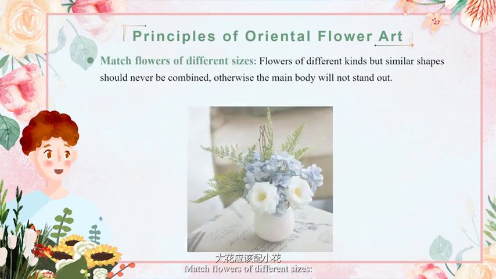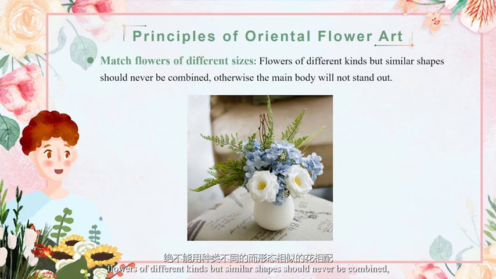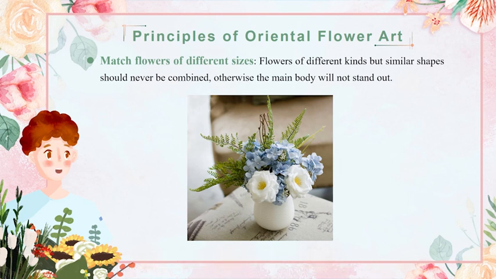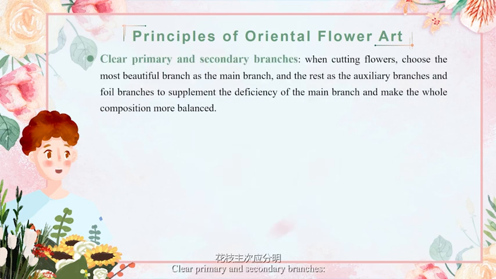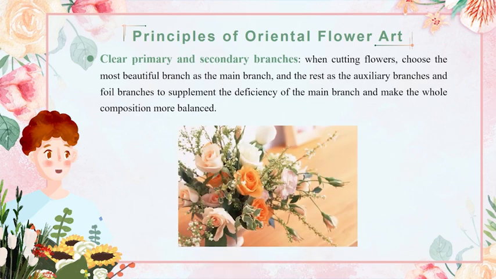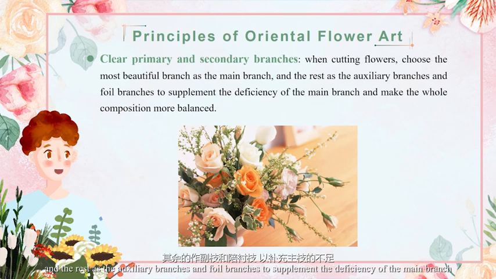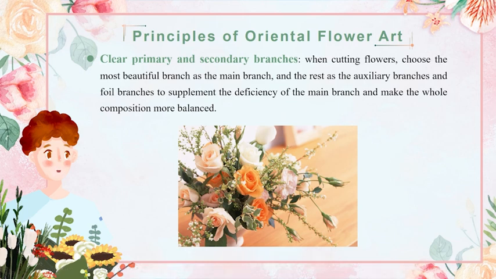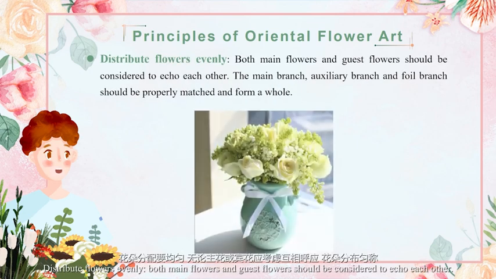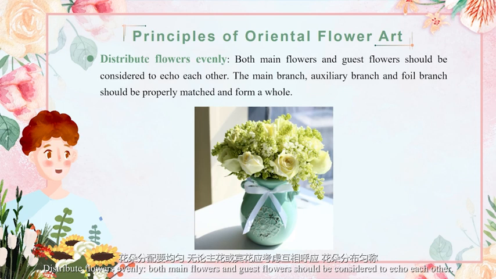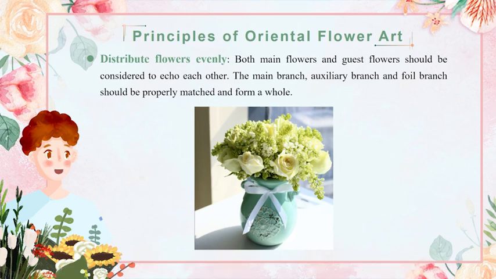Match flowers of different sizes. Flowers of different kinds but similar shapes should never be combined. Otherwise, the main body will not stand out. Clear primary and secondary branches. When cutting flowers, choose the most beautiful branch as the main branch, and the rest as the auxiliary branches and foil branches to supplement the deficiency of the main branch. Distribute flowers evenly. Both main flowers and guest flowers should be considered to echo each other. The main branch, auxiliary branch and foil branch should be properly matched and form a whole.